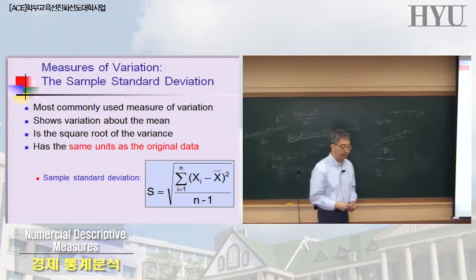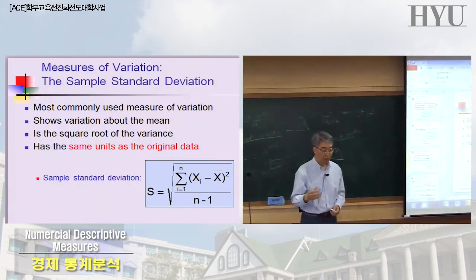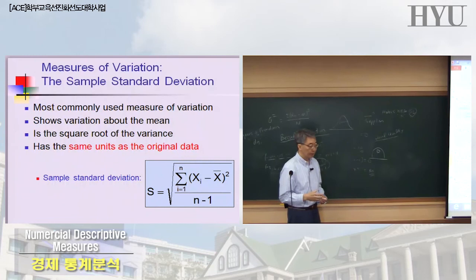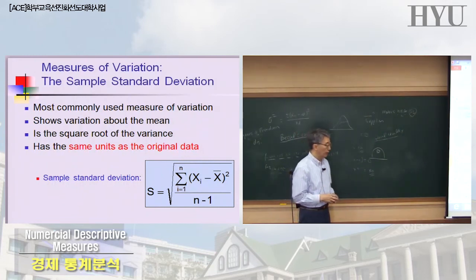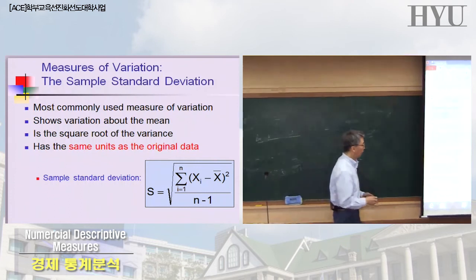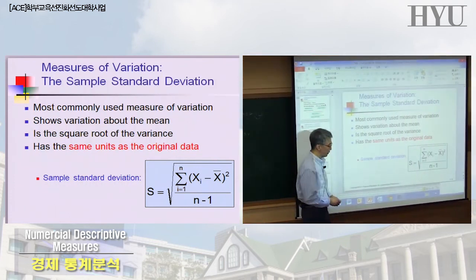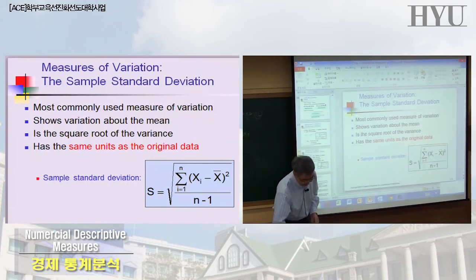Now we talked about the variance already, but why do we go ahead and take a square root and calculate standard deviation? The idea is standard deviation has the same units as the original data.